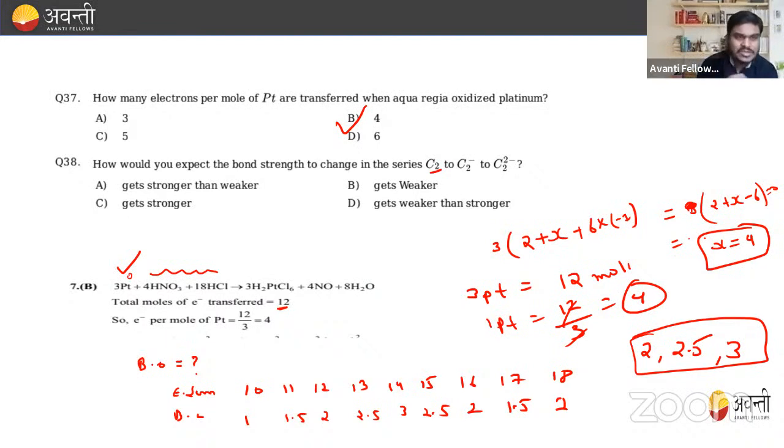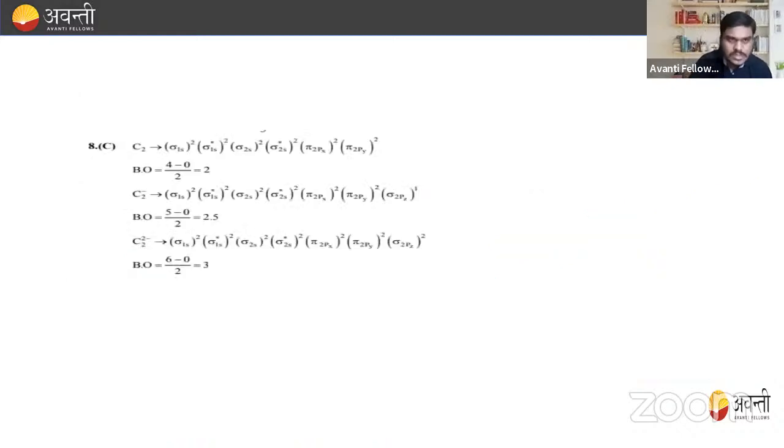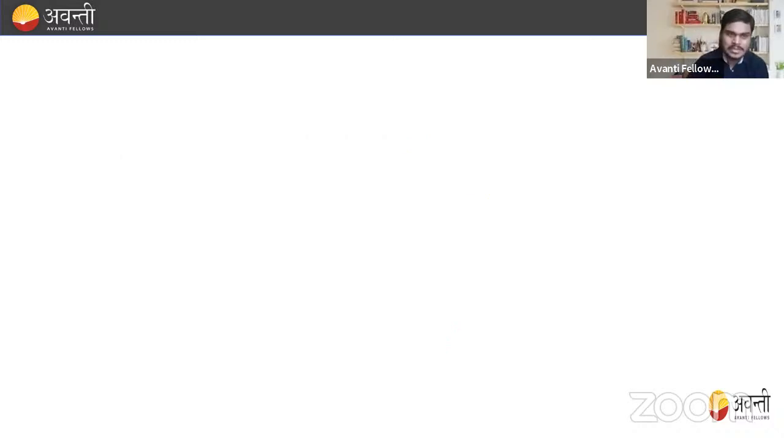Out of this, which one is correct according to you, beta? Yes, gets stronger, because you can observe that the bond order increases from 2 to 2.5 and 2.5 to 3. So we can say that the bond becomes stronger as we move from C2 to C2 negative and C2 negative to C2 twice negative, right? I hope it is clear to everyone. This is also another way to solve this question, but always use the trick. If you know this trick, you have no need to write like this. Just by using the trick, you can calculate.